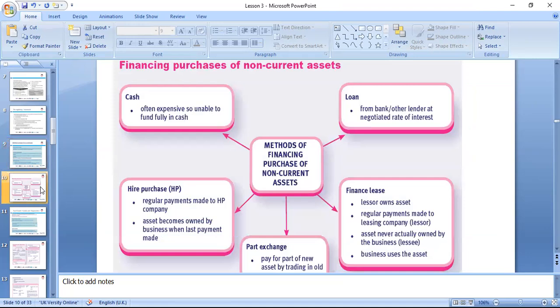Okay, the financing of the purchase of a non-current asset: we need cash, we can borrow loans, we can use hire purchase, or a finance lease. It can be an operating lease. Operating is really short term, a short period of time, like a rent. It can be a contract, but you need to look at the contract duration. Part exchange can also be a method of financing a non-current asset.